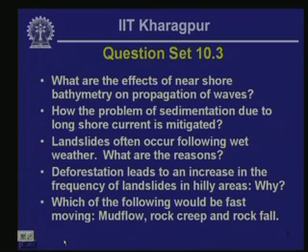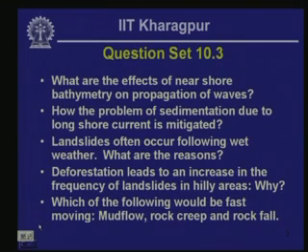Fifth question that I asked was which of the following would be fast moving: mud flow, rock creep, and rock fall. Among the three, both mud flow and rock fall are going to be fast moving instabilities, or the velocity associated with the movement of unstable mass is going to be quite large. On the other hand, rock creep is typically a slow moving process. Okay, so that takes care of the question set of the previous lesson.